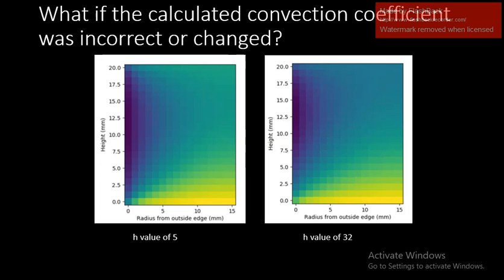Using Nusselt correlations, we calculated an H value of 32 for the test situation with 2 hot plates. This seems a little high for free convection. However, when we change the H value in our numerical method to something much lower, you can see that there really wasn't much of an effect.